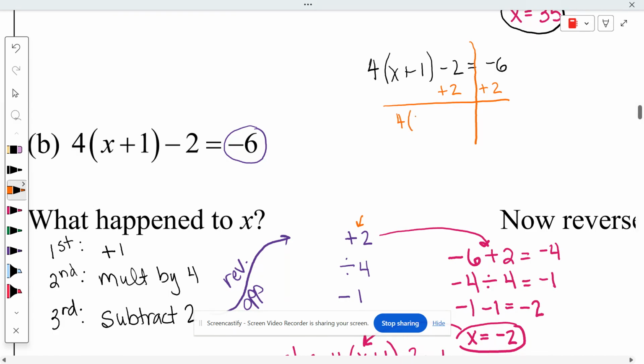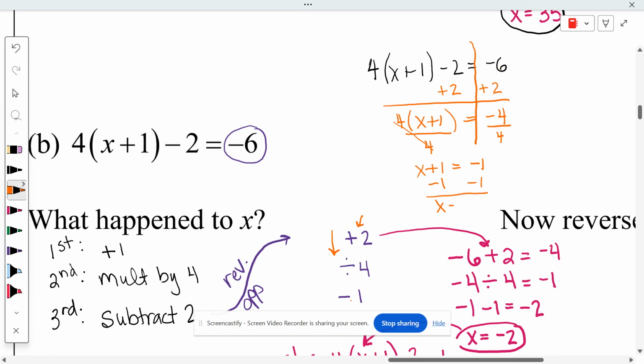That gives me 4 times x plus 1 equals, let's see, negative 6 plus 2 is negative 4. It says the next operation is to divide both sides by 4. Divide both sides by 4. Well, that gives me x plus 1 equals negative 1. The last step is to subtract 1. And we find out that x equals negative 2.